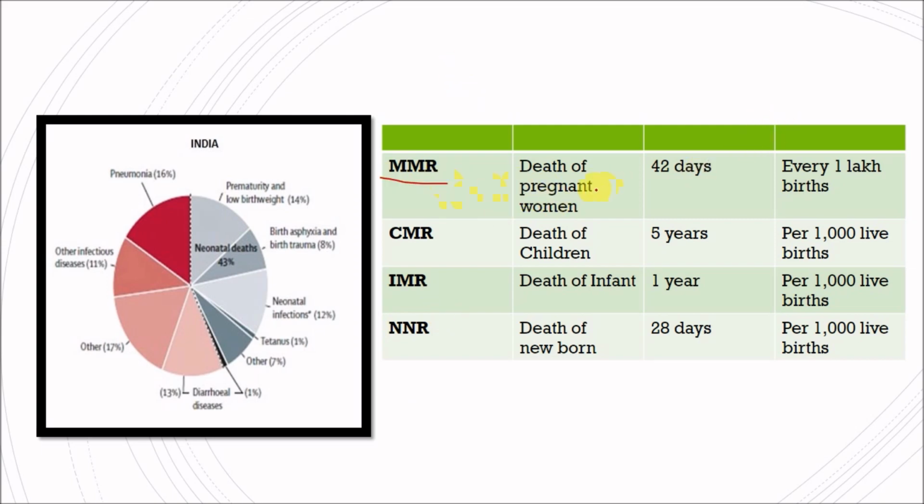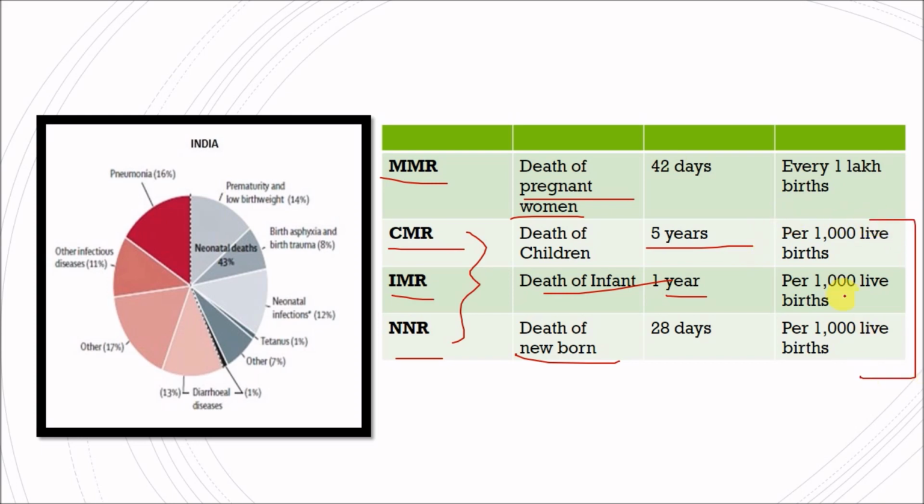Now, how to remember this? See, MMR is the death of pregnant women, as we just saw. CMR, IMR, NNR are all for children, however in different age groups. Neonatal is for a newborn, IMR for an infant within 1 year, and CMR for a child within 5 years. All three are calculated per 1000 live births. This particular thing you should remember, it is per 1000 live births.